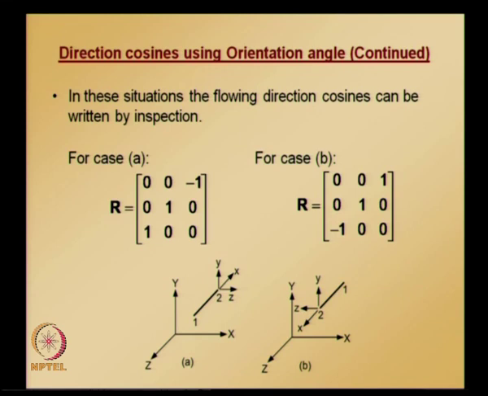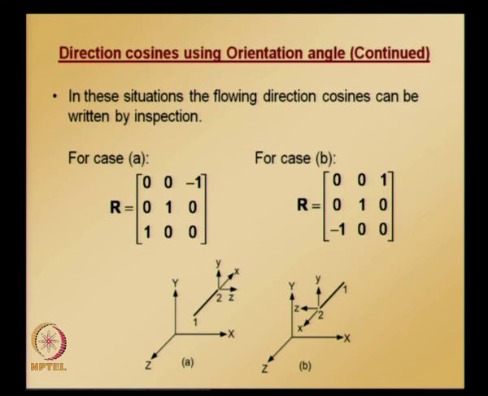Okay. So, you need to keep these things in mind, not just blindly applying the formula, because this formula is going to fail under some circumstances. In that case, we need to get this rotation matrix by inspection.